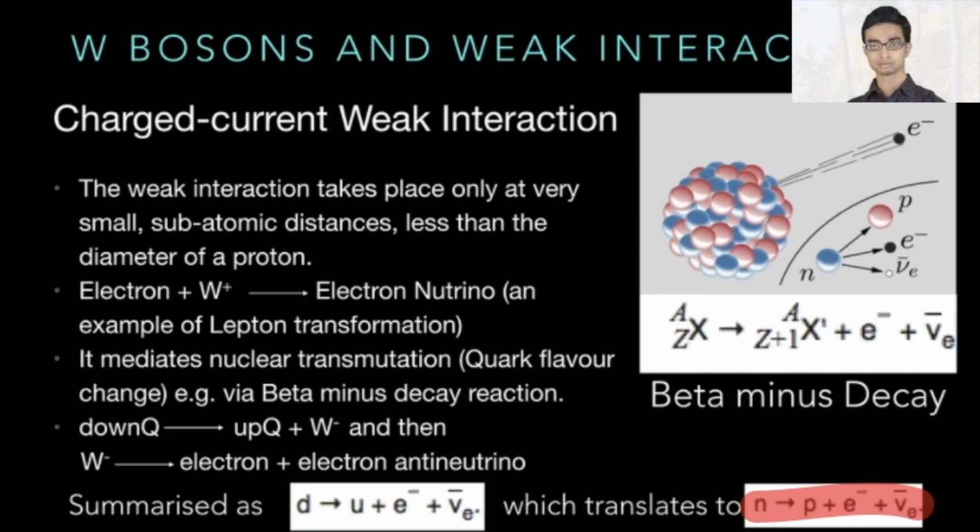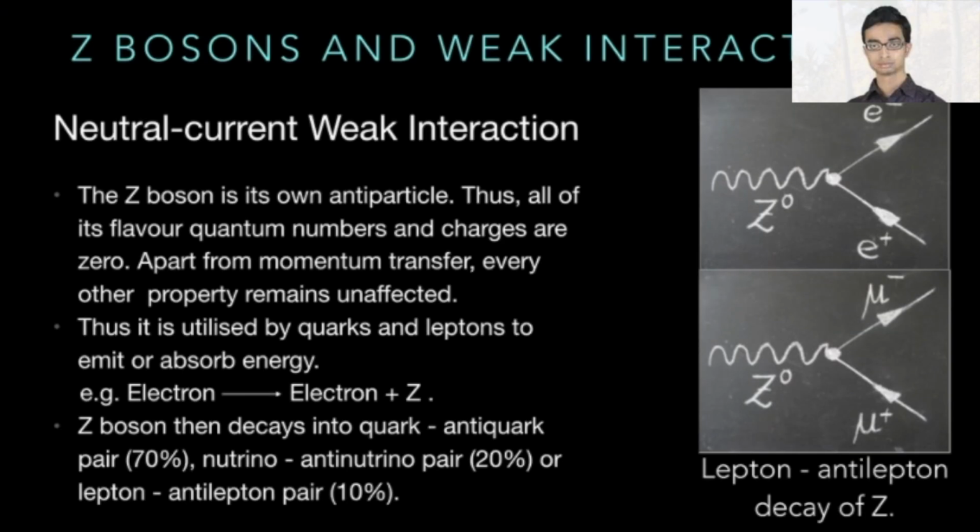Neutral current weak interactions are mediated by Z boson and are utilized by quarks and leptons to emit or absorb energy. Z bosons then decay into quark-antiquark pair 70%, neutrino-antineutrino pair 20% of the times, or lepton-antilepton pair 10% of the time.